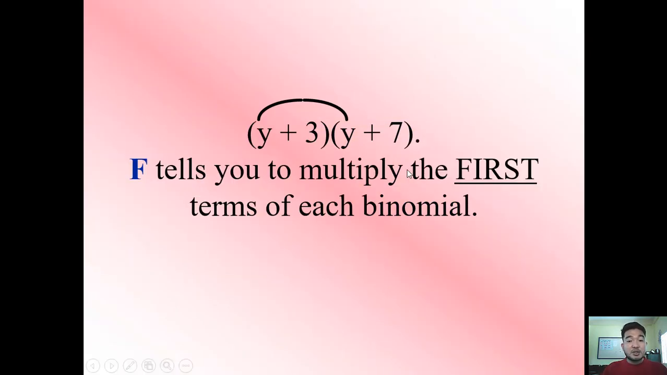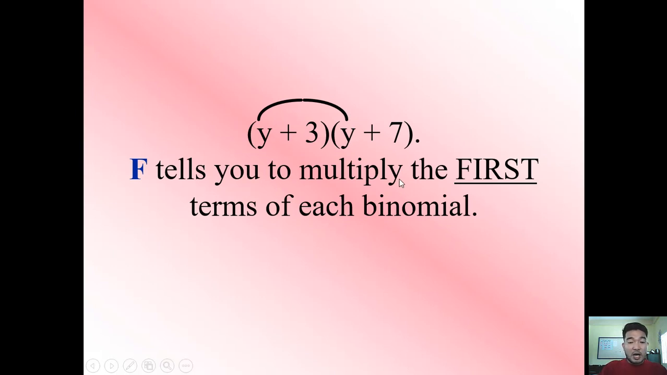F tells you to multiply the first terms of each binomial. So what is the first term in this binomial? That's y. And then here, the first term is also y. So kaya siya tinawag na F. You multiply the first term by the first term.